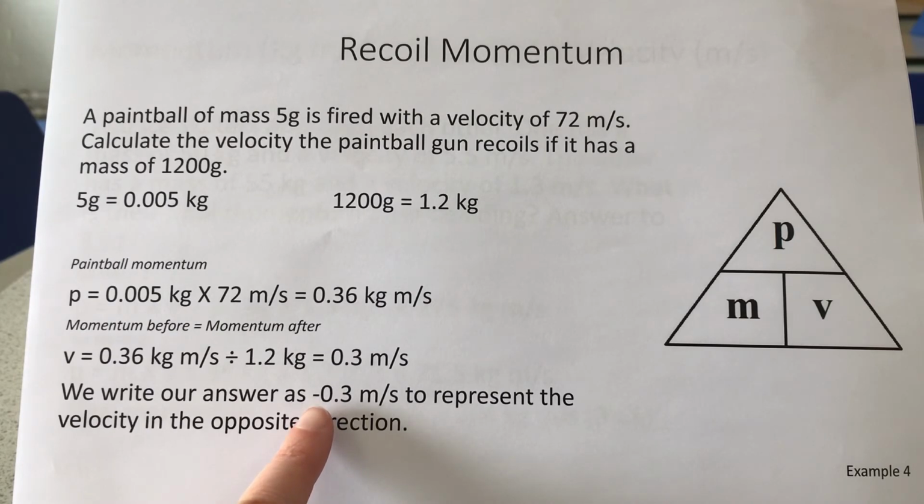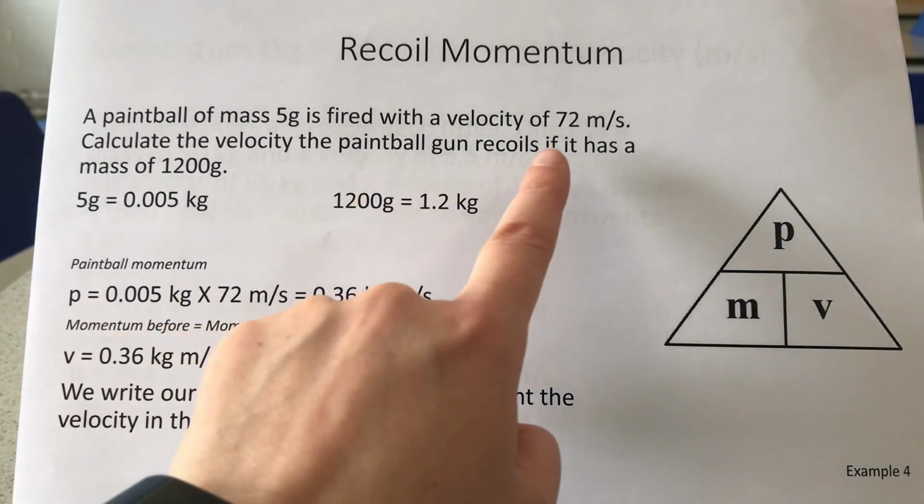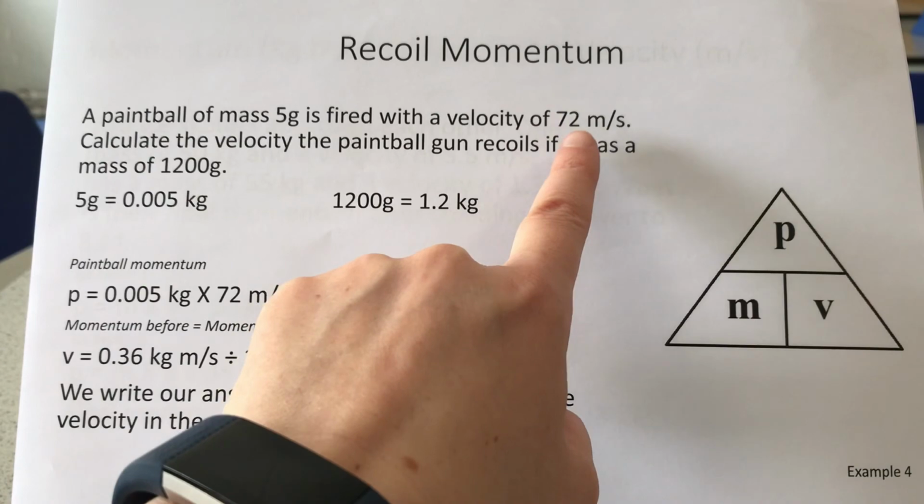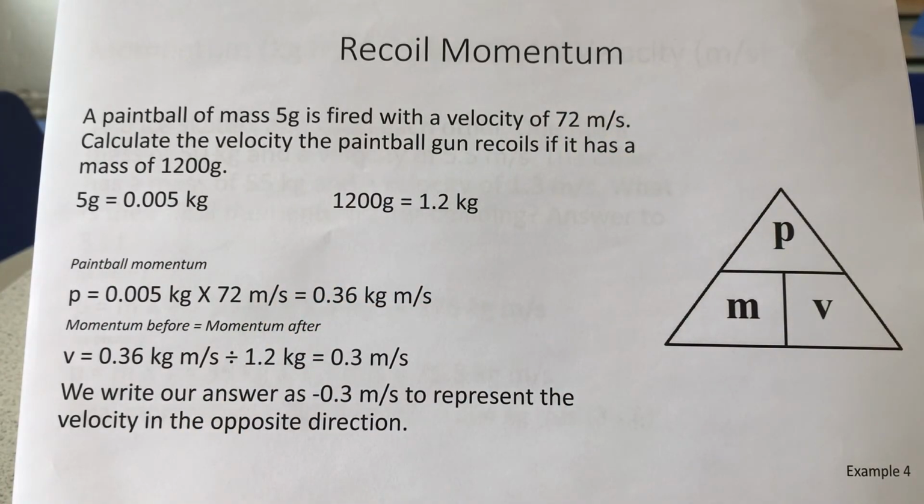So the paintball is going in one direction with a speed of 72 meters per second, and the gun is going in the opposite direction with a velocity of minus 0.3 meters per second. Because we're not just saying a speed, we're saying a velocity, we use the minus on here to represent the velocity being in the opposite direction.